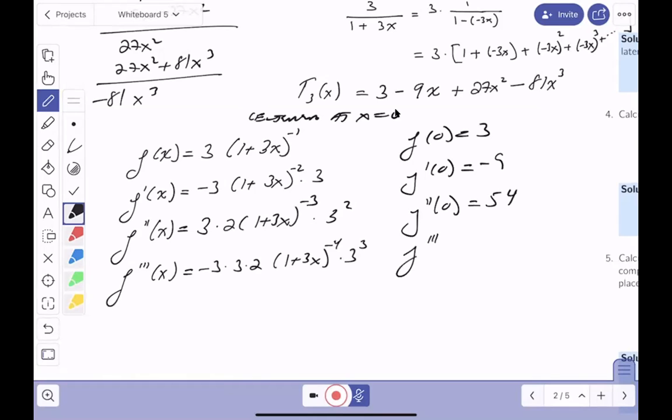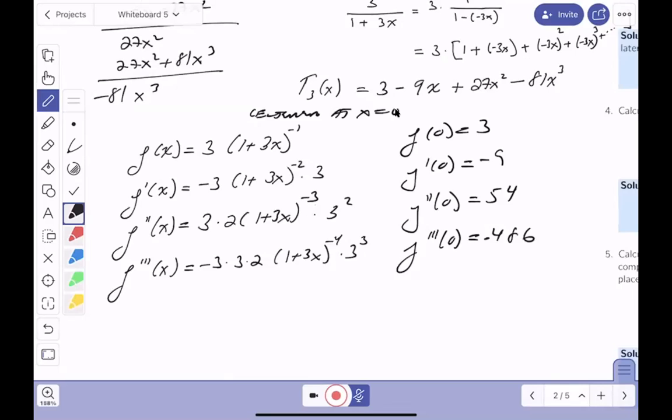F triple prime at 0. Let's see, what's that going to give me? Boy, that's going to be a tough one, right? 27, 81, 243. Let me make sure I said that right. 81, 243, 486. That's a nightmare. It's minus though.